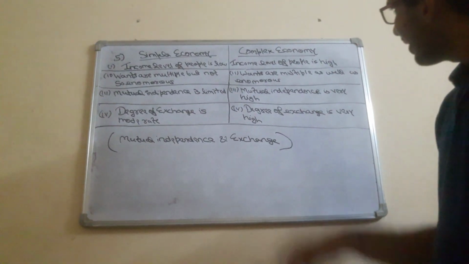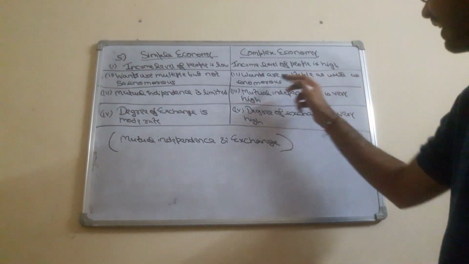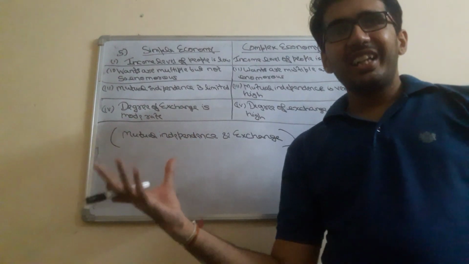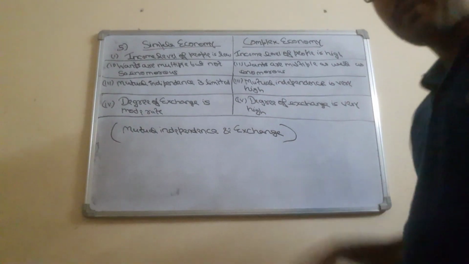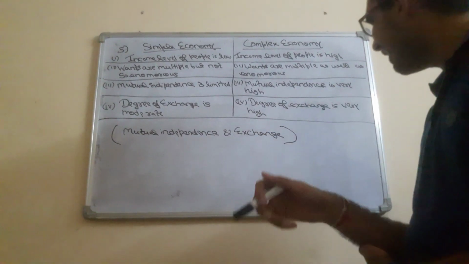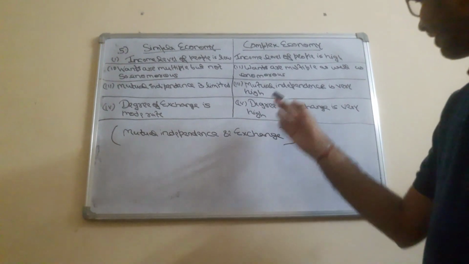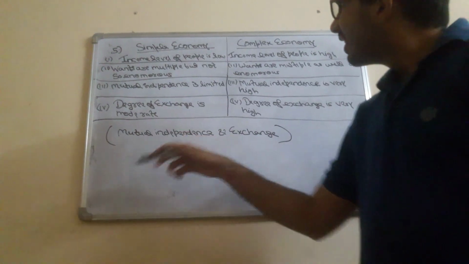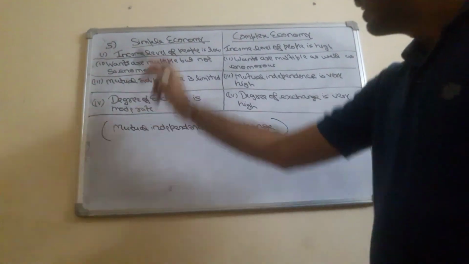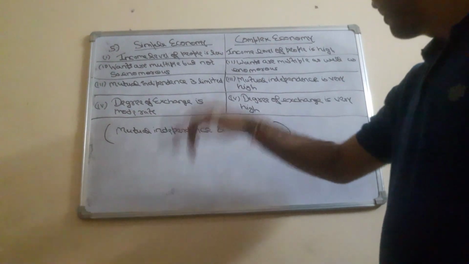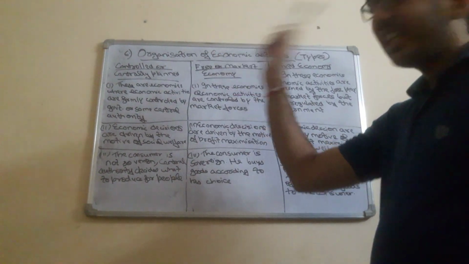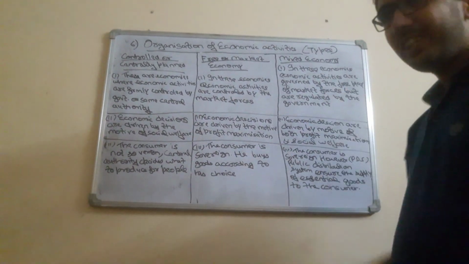रही बात complex economy में, wants are multiple as well as enormous. The wants there are very large. That's why if their wants are very large, enormous, they have to depend on other people. So mutual dependence here is very high. Since mutual dependence is very high, so degree of exchange is also very high. They exchange in a very large way. So in a simple economy, income level of people is low, while in complex economy, income level of people is high.